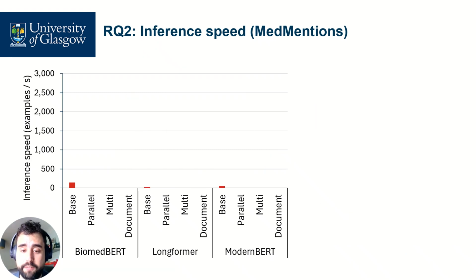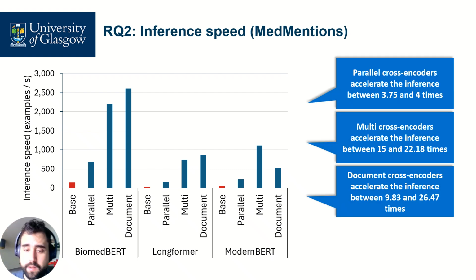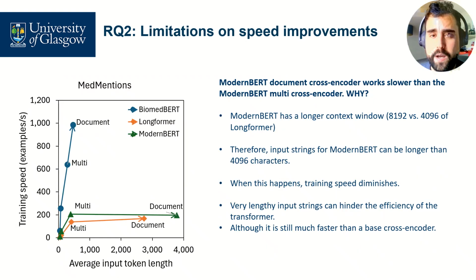And what is more, if we look at inference speed, a similar trend is observed, where we accelerate the inference time as we cram more information in one call to the transformer-based model. Again, similar patterns were observed in other datasets, and we found this drop in speed for the document cross-encoder for ModernBERT. But let's see why this happens.